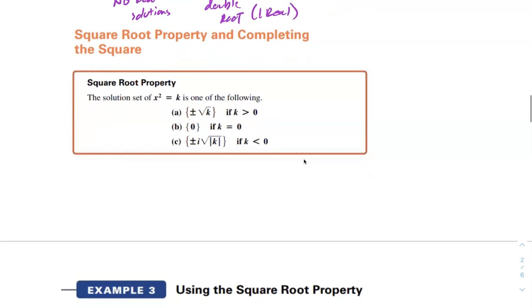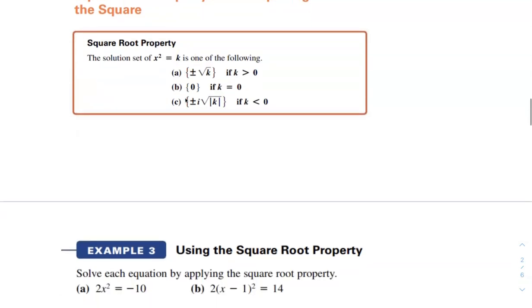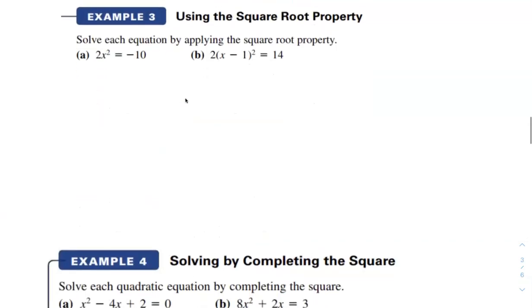Okay. Let's talk about how to solve using the square root property and completing the square. So this is our second way to solve it. One way is this: how do you solve x squared equals k? Well, you take the square root of both sides. That's what we're going to talk about here. So, using the square root property.